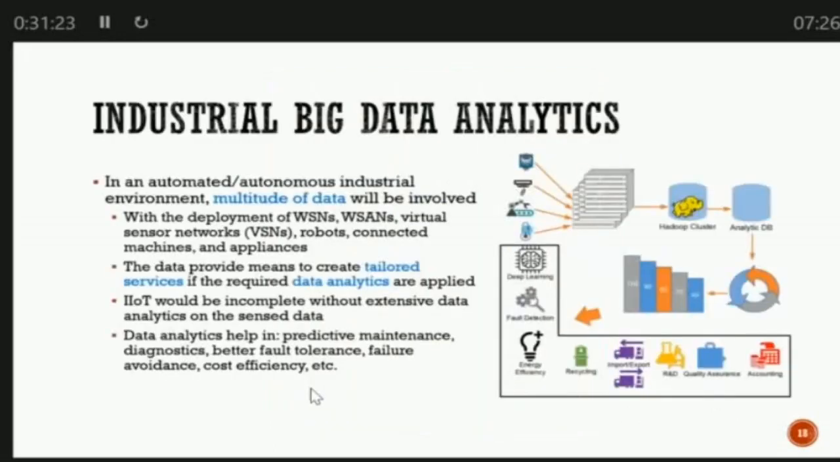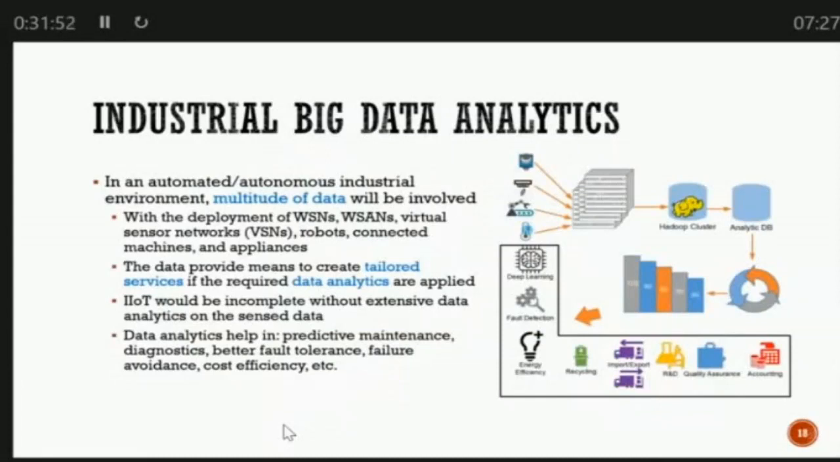Another important component of industrial IoT is industrial big data analytics. So up to here, I think we know that we have different sensors, sensor networks, different actuators, actuator networks, different cyber physical systems, virtual networks, everything. This means that we have heterogeneous data coming from numerous devices, thousands of devices. We have to make use of that data.